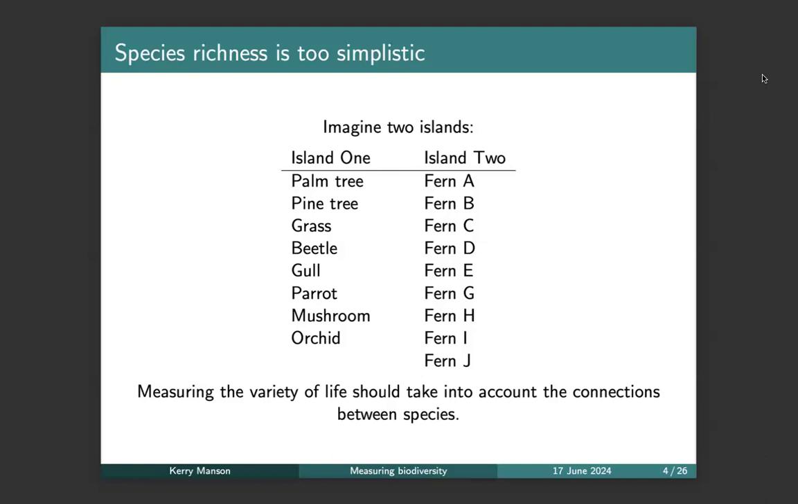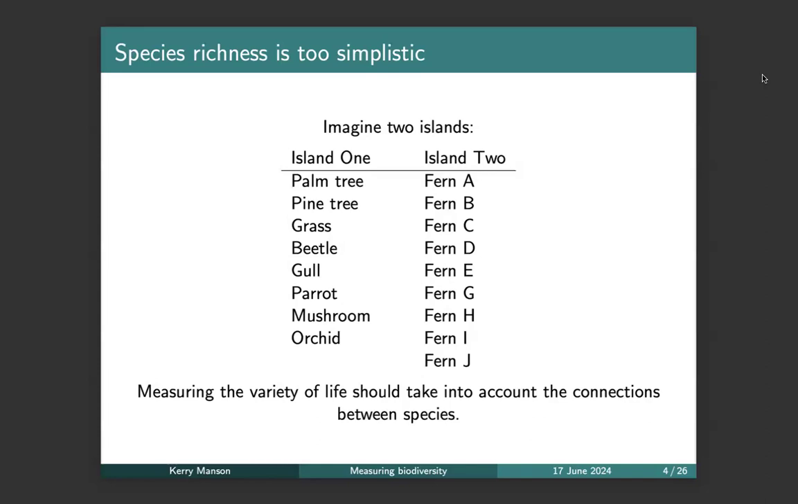But we can do a thought experiment to picture why this might not be the best measure. So my title here is Species Richness is Too Simplistic. We can think of these two islands. One island has got 9 species and they're quite varied and different. And island 2 is Fern Island, which just has 10 different types of ferns. Probably looks quite nice and lush. But we get a sense that the diversity on Fern Island is far more corralled, far more constrained than it would be on this first island.